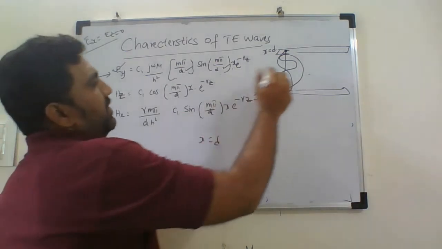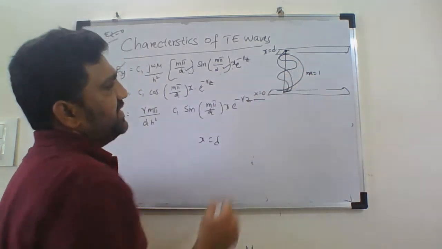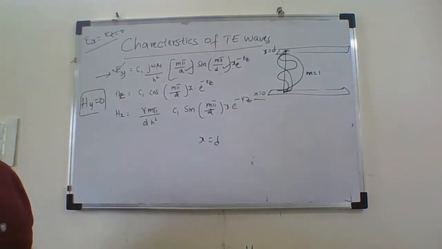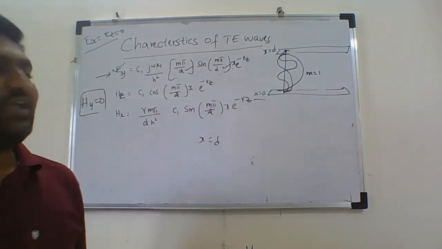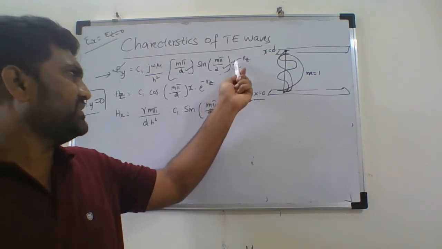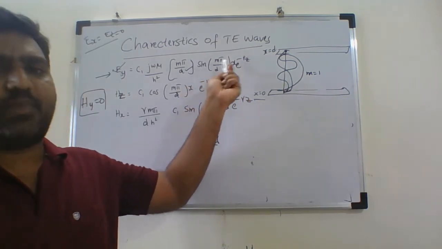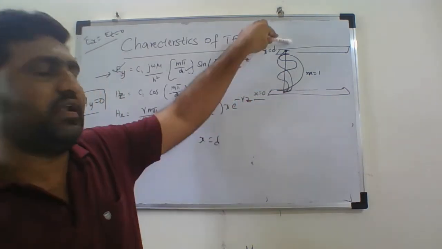When I have m equal to 1, the number of half cycles basically depends on the value of m. If, for example, I have m equal to 1, then when x is equal to d, I get sine pi. Sine pi means 180 degrees, so one half cycle variation.